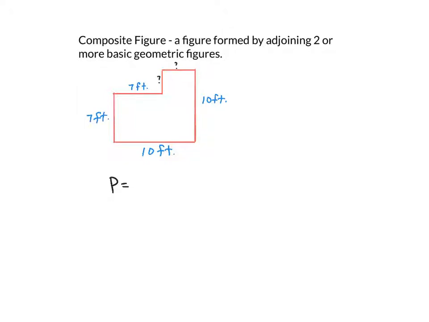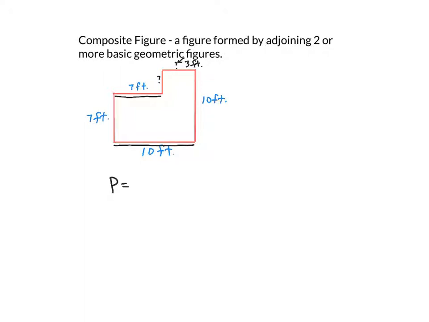First of all, let's talk about the one up at the very top. I know that the bottom distance is 10, and I know that this distance from here to here is 7. That must mean that the distance I'm missing right there must be 3 feet, because 7 plus the 3 would give me 10.